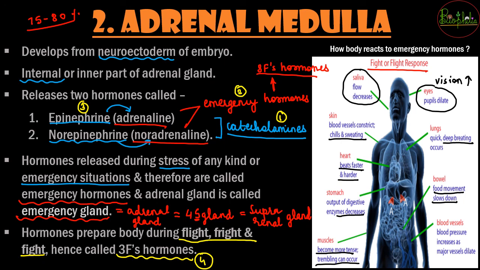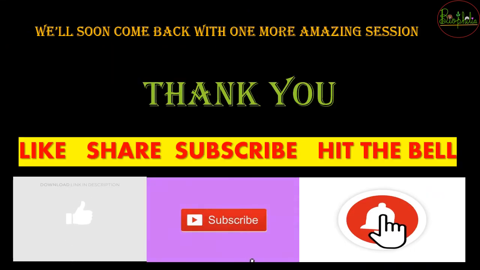Blood vessels जो होंगे, blood pressure बढ़ जाएगा because the major vessels are dilated so that they can provide oxygen and nutrient supply. So these are the different ways by which your body reacts once the emergency hormones are released. So that was about the adrenal cortex and the adrenal medulla. We have covered both in much more detail. We have also understood the different disorders that can occur because of increased or decreased secretion of the hormones. So that was all about this video regarding the adrenal gland.